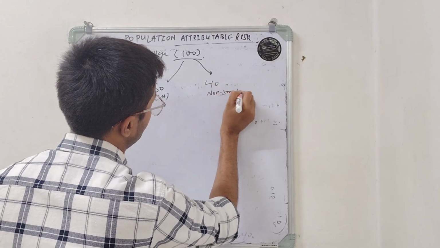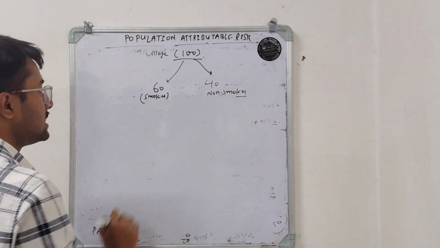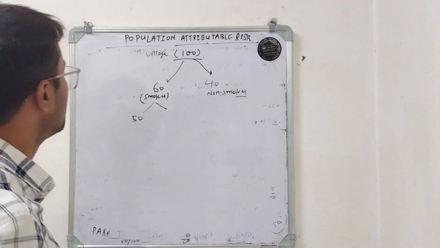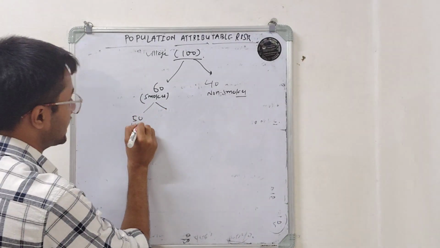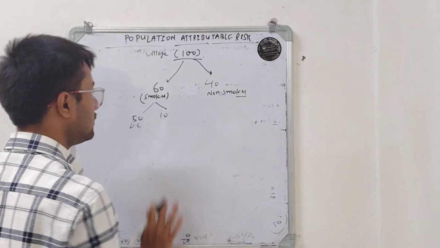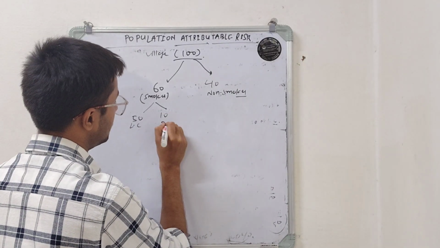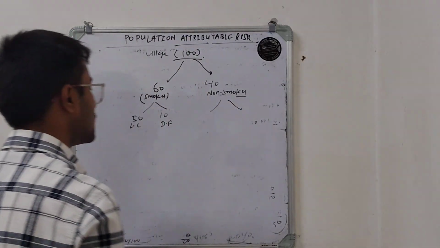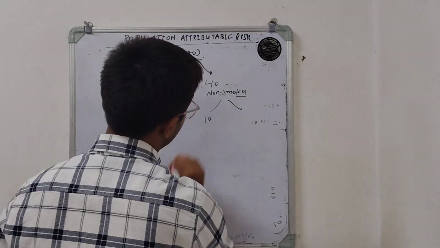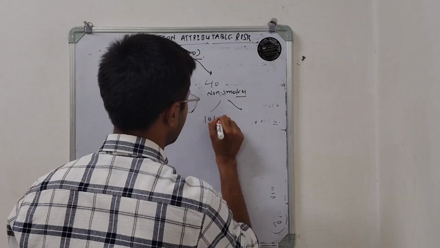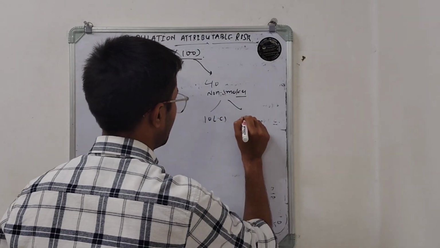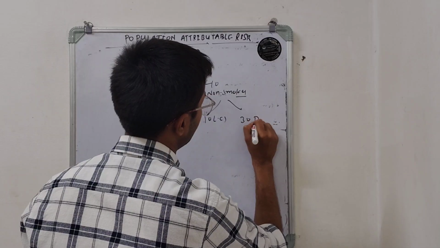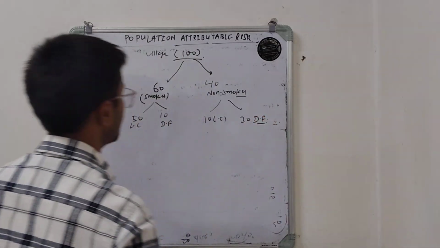So what happened in the 60 smokers? 50 of them develop lung cancer and 10 are disease free. In non-smokers, 10 develop lung cancer, and 40 minus 10, that is 30, are disease free.